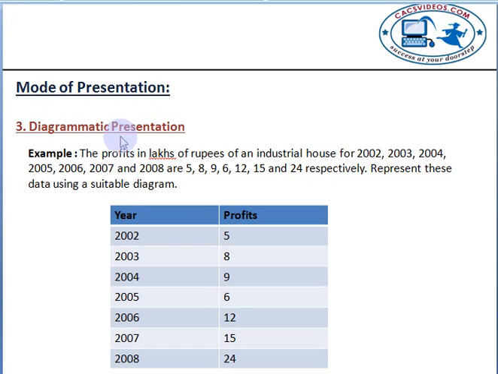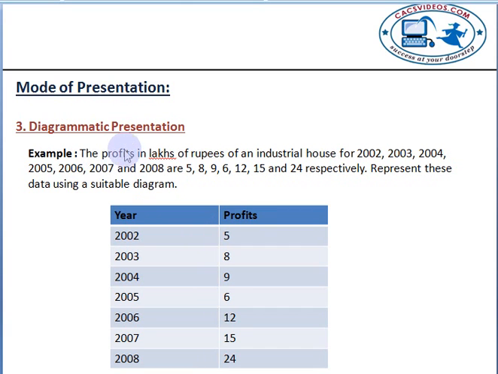Now we'll discuss diagrammatic presentation of data. To explain this, let's take one example from your study material. Here, the profits in lakhs of an industry house are given from year 2002 till 2008. You can see that all three modes of presentation of data are there. This is nothing but textual presentation of data, where everything is given in textual format.